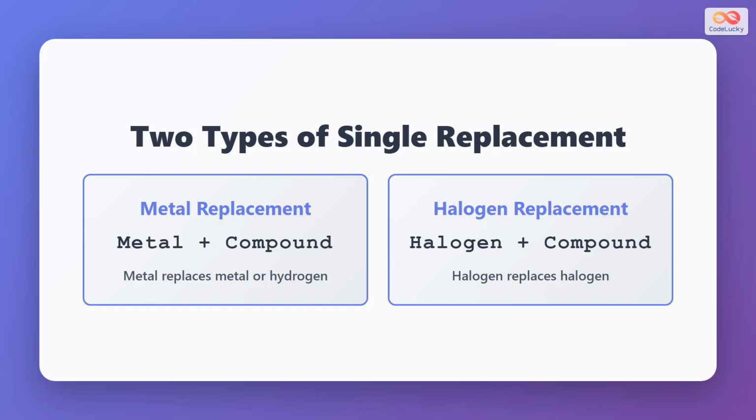There are two main types of single replacement reactions. The first type is metal replacement, where a metal plus a compound react. In this case, the metal replaces either another metal or hydrogen in the compound. The second type is halogen replacement, where a halogen plus a compound react. Here, one halogen replaces another halogen in the compound. Understanding these two categories helps you predict which elements can participate in single replacement reactions.